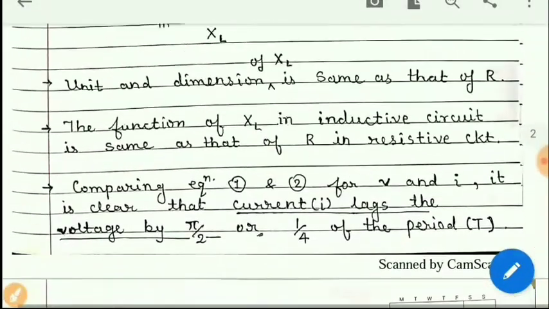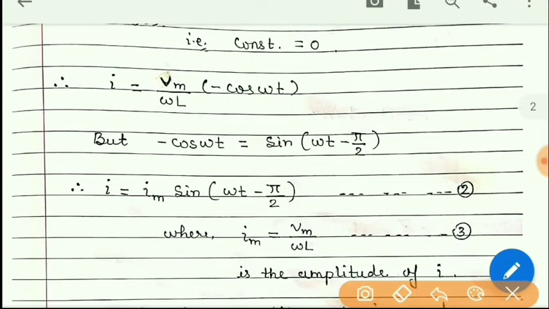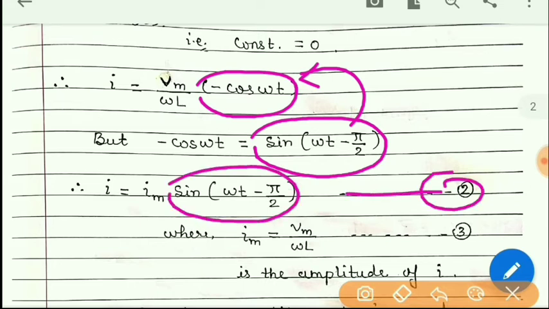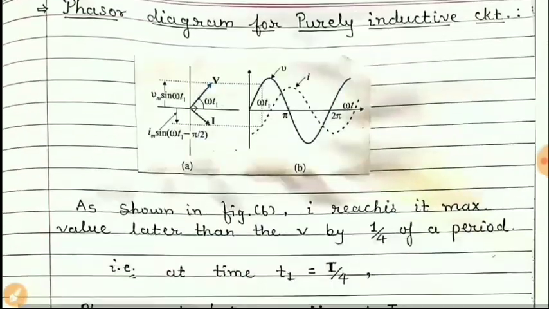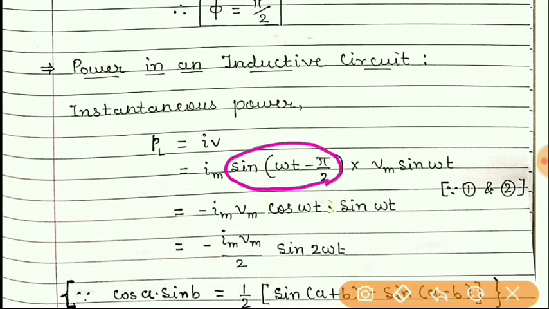We have already used here. Let me show you. We have written this. In place of minus cos omega t, we have written sin(omega t minus pi by 2). So in place of sin(omega t minus pi by 2), we can write this. So that is nothing but equation 2 only. In place of this sin(omega t minus pi by 2), we are writing minus cos omega t. So that's why it is minus cos omega t for this, and minus is taken out. Remained is cos.